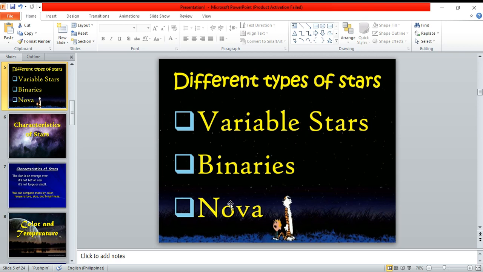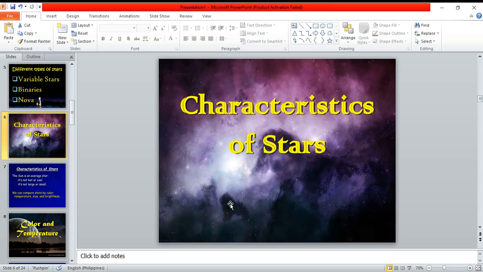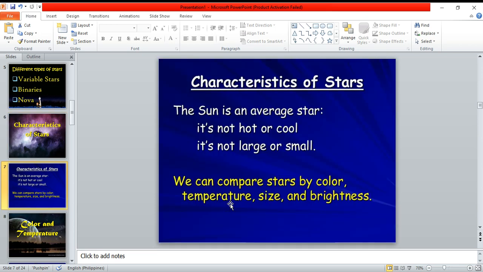And a nova star is the explosion from the surface of a white dwarf star in a binary star system. It is also called a new star. There are different characteristics of stars which can be classified by size, color, temperature, composition, and brightness. The Sun is an example of an average star. It is not hot or cool, it is not large or small.